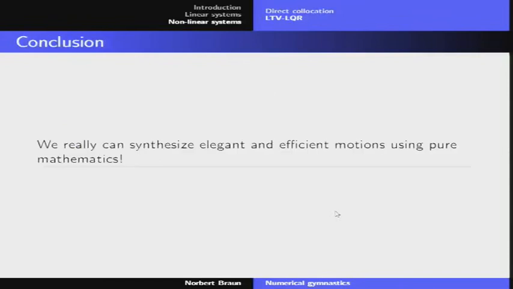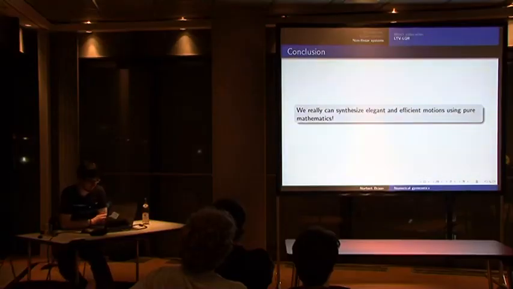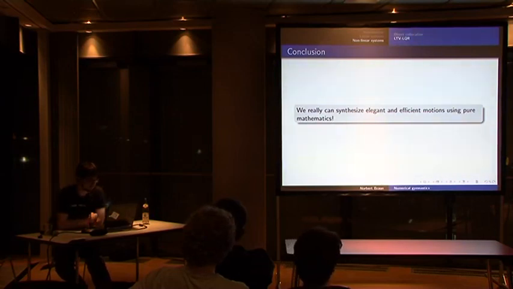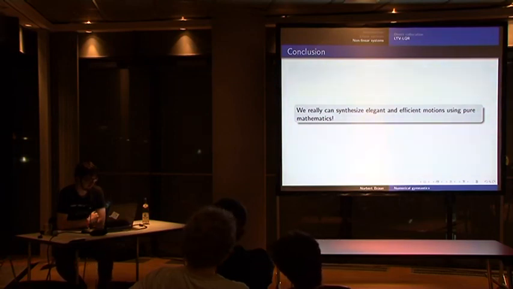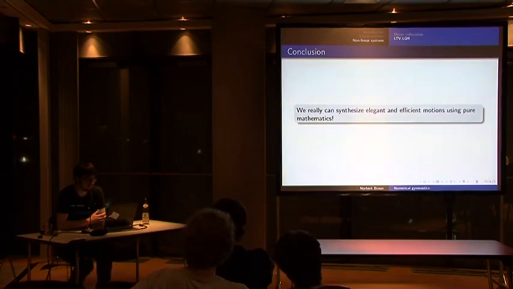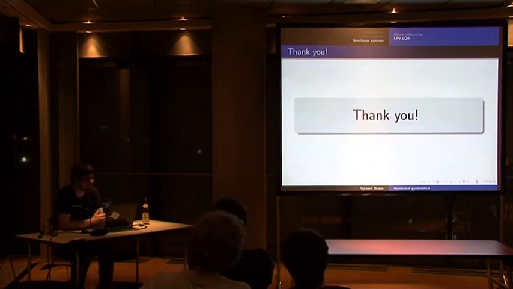And I guess the conclusion is simple. Because if you recall the motion of the acrobot, that's really quite an elegant solution. We never told the computer anything about that. It would have to pump up the energy to get to the top. The computer figured it out itself using only numerics. So we can synthesize elegant and efficient motions using pure mathematics, albeit only for two-dimensional systems. But this method generally scales relatively nicely, even to higher dimensions. So I thank you for your attention.